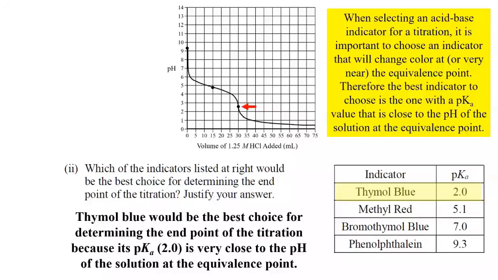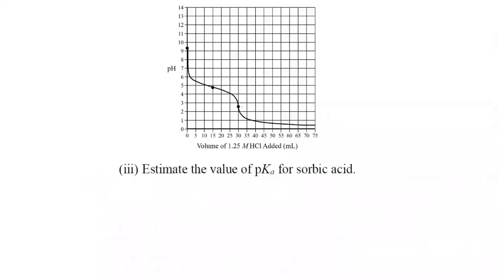Now let's move on to part B, number 3. It says, estimate the value of pKa for sorbic acid. So we've already established that the equivalence point occurs at 30 milliliters and the half equivalence point occurs at 15 milliliters. So you might be a little confused about, does it make a difference whether we are titrating a weak acid with a strong base or whether we're titrating a weak base with a strong acid? Can we still get the same information about pH equals pKa?